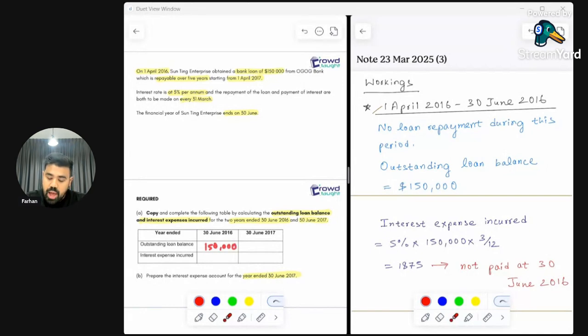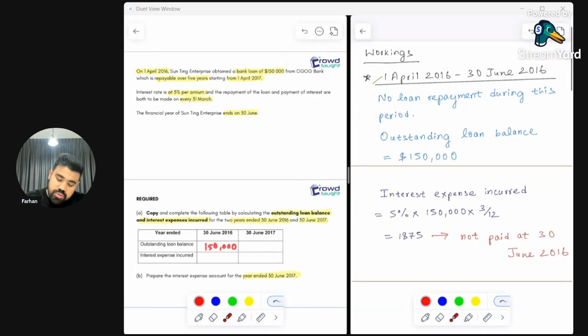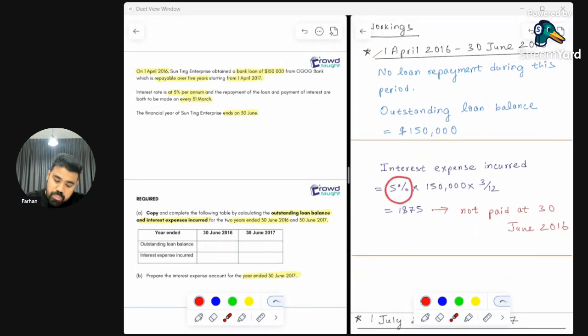Now, what about the interest expense that we have incurred in between these 3 months, which is April, May, and June 2016? So we know the interest rate is 5% per annum, which we're multiplying with the initial loan balance of $150,000, and then we're multiplying with 3 over 12, which is basically converting this 5% annualized rate into a 3-month calculation. Because 5% is for 12 months, so we are multiplying 3 over 12 to make sure that this is adjusted for 3 months. And that gives us $1,875 as the interest expense incurred.